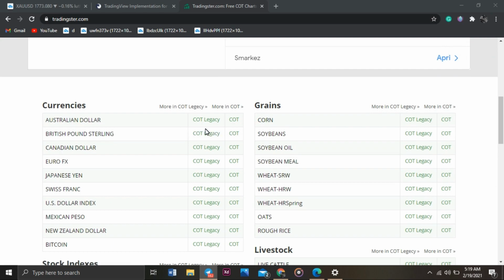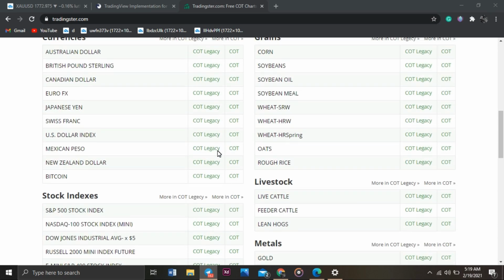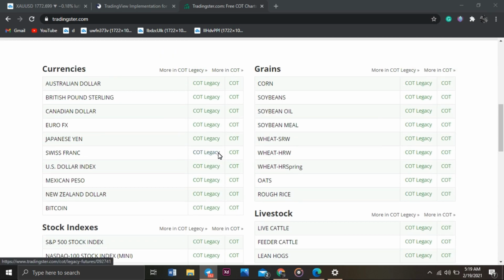When you come to this website, you can see currencies, grains, and all the other stuff here. And for you to easily understand how to use the COT data report, I'll take you through a trade I took this week on gold, and I'll also compare it with the COT data report that came out last week Friday.